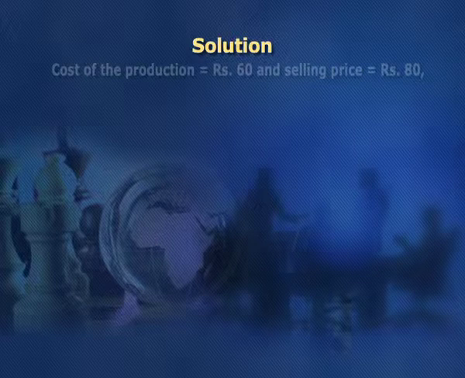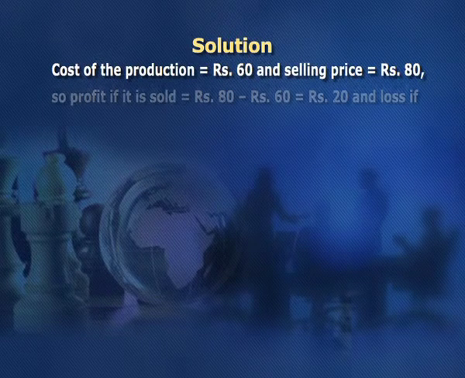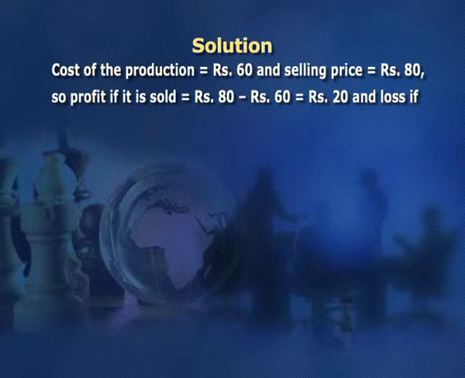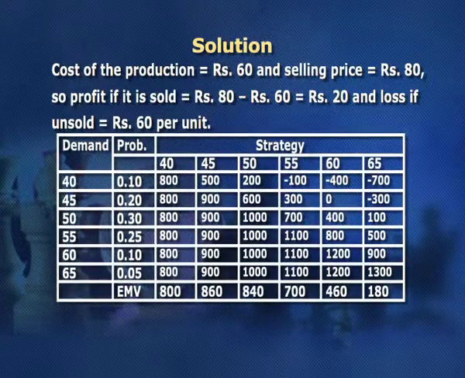Now the solution. The cost of production is rupees 60 and the selling price is rupees 80. So the profit if sold is equal to 80 minus 60, which is rupees 20, and the loss if unsold is equal to rupees 60 per unit. Now this is the main table. The first column is the demand 40, 45, 50, 55, 60, 65 as given in the data, and its corresponding probability. The strategies will take the same values of demand 40, 45, 50, 55, 60 and 65.